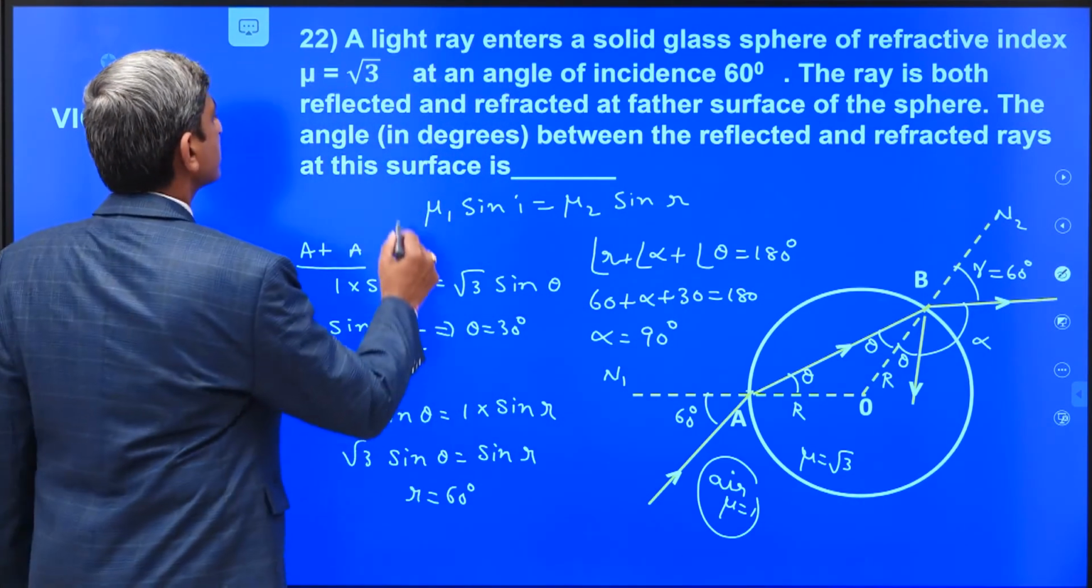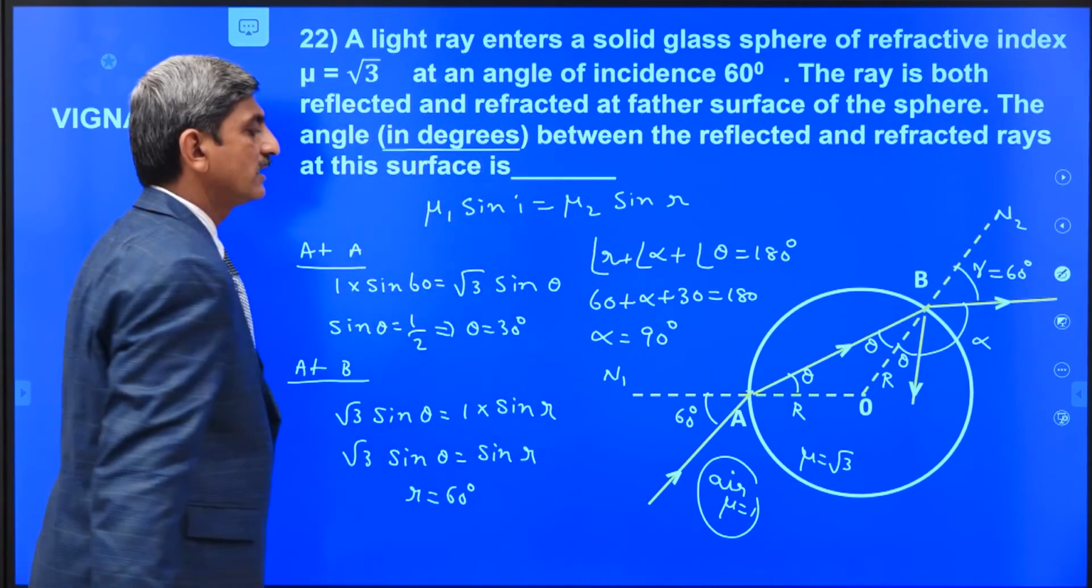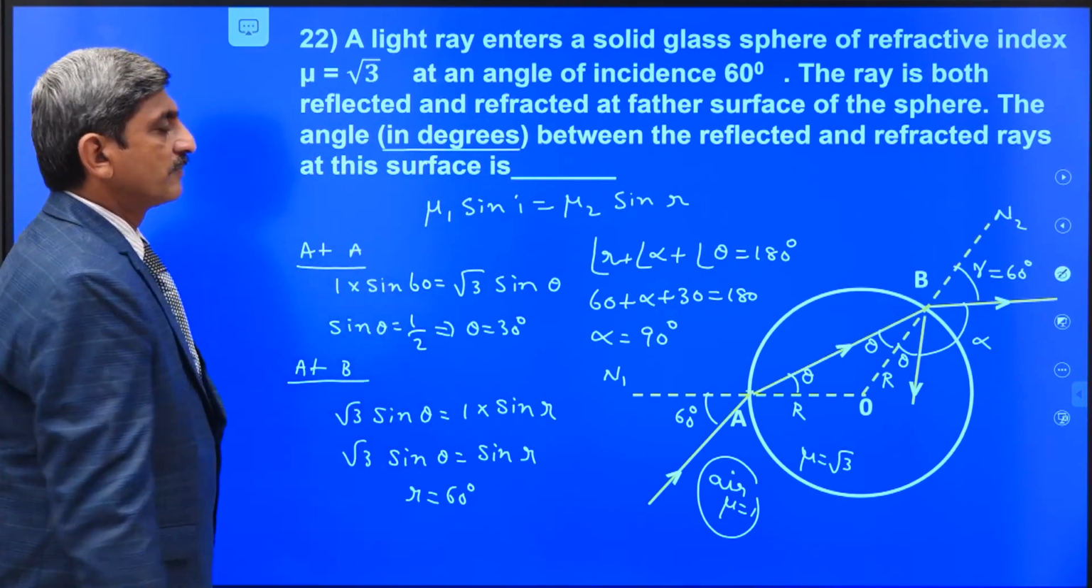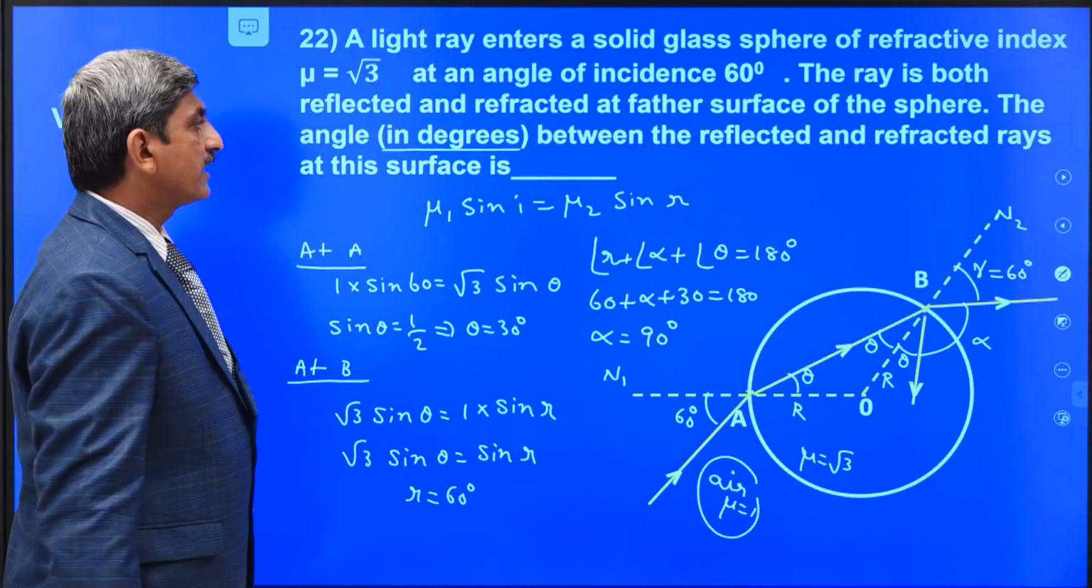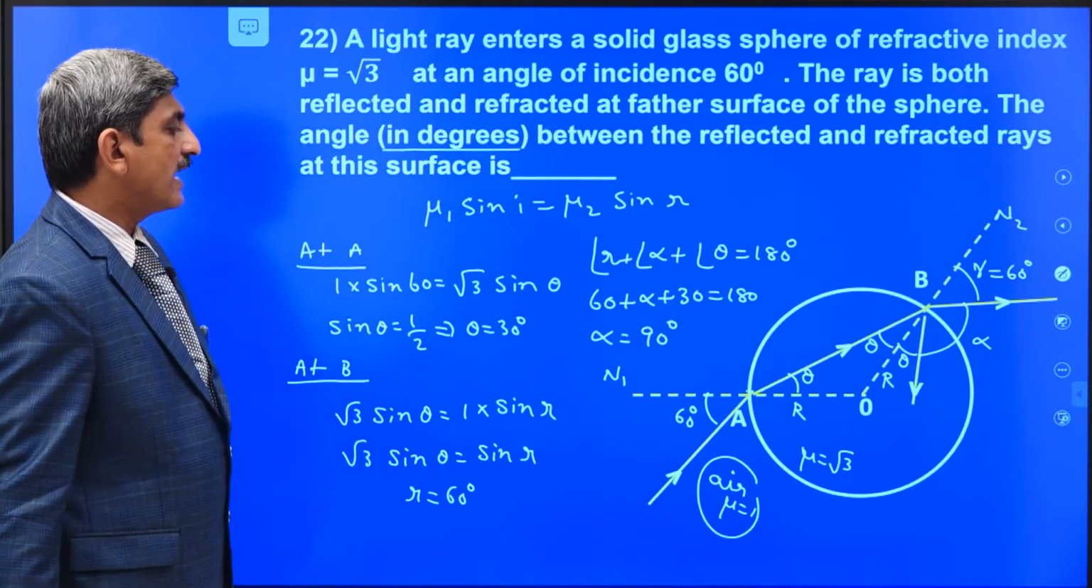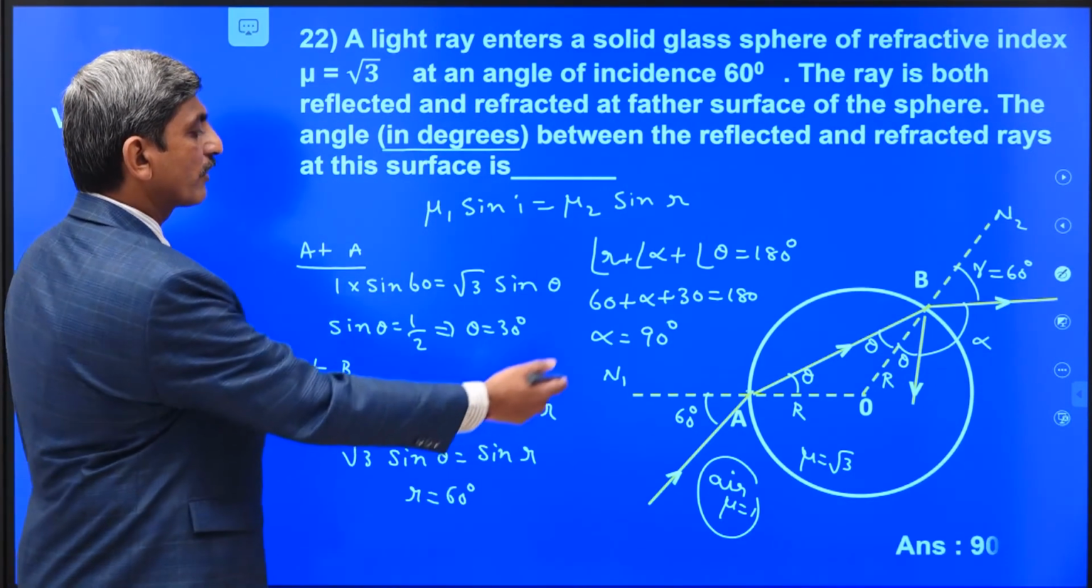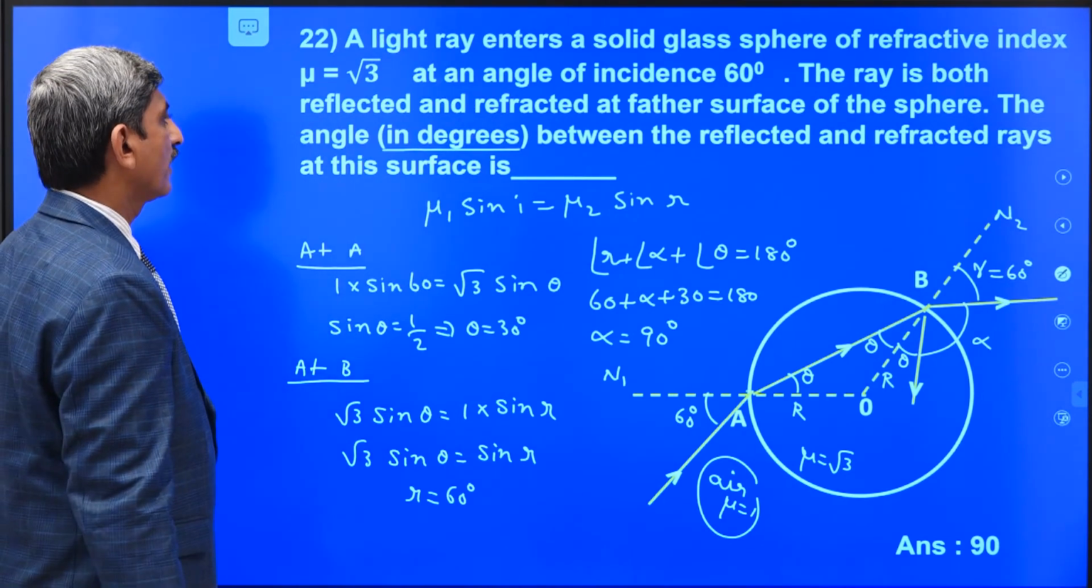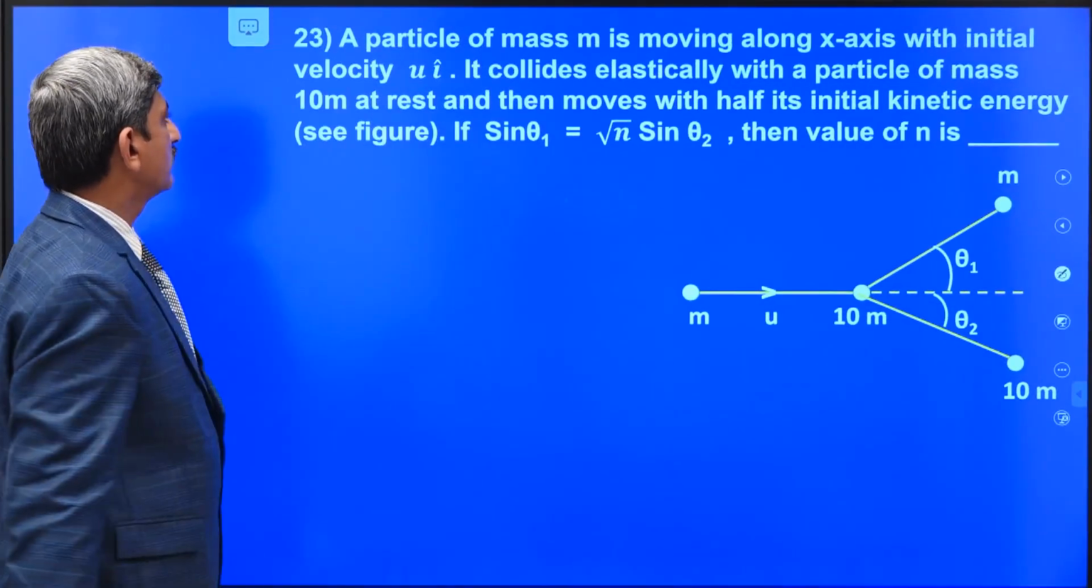So we have to express the value in degrees, so the angle between the reflected ray and the refracted ray at the second surface is alpha is equal to 90. So your answer is 90. Come to the next problem.